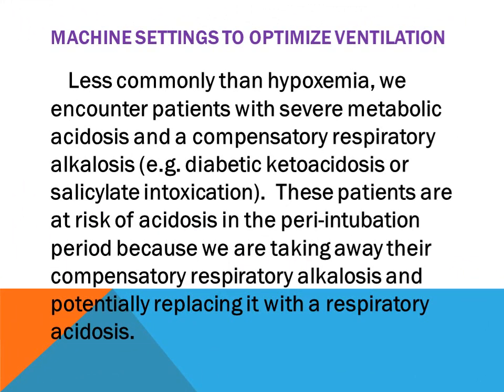Machine settings to optimize ventilation. Less commonly than hypoxemia, if the patient has severe metabolic acidosis, the pH will be reduced and the bicarbonate will be less than 22. And here what will happen is a compensated respiratory alkalosis.